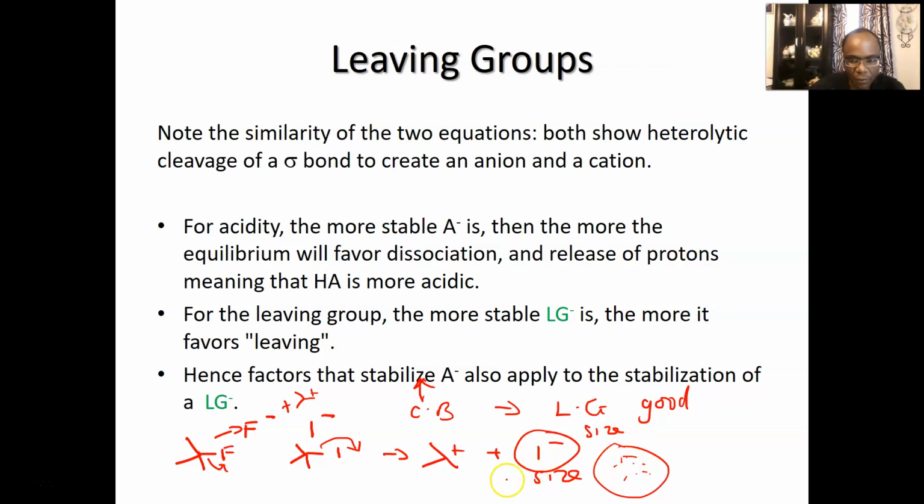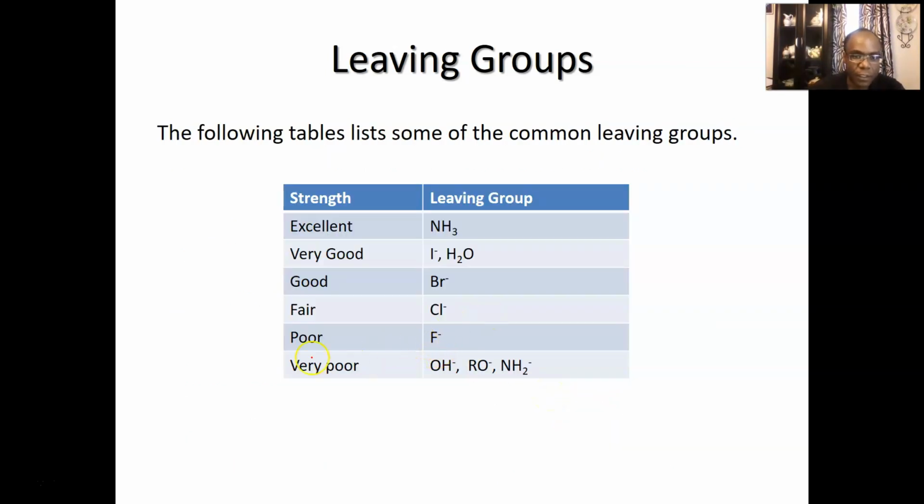So this will be the conjugate base. The I minus is the conjugate base. It was part of the original molecule, which we'll pretend is an acid. So that's the conjugate base, stabilized by size. Now here, these are very poor leaving groups.